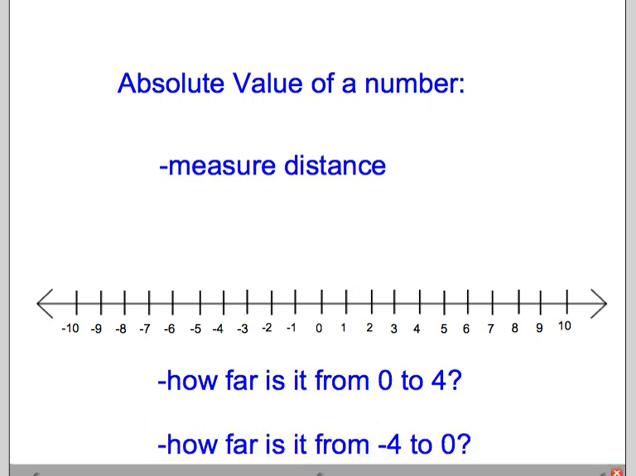How far is it from negative 4 to 0? 4 units. From negative 4 to 0 is how many units? 4. Okay? So when measuring distance or counting up how many units it is, it doesn't matter whether we're in the negatives or the positives, we're getting a positive value. Okay?